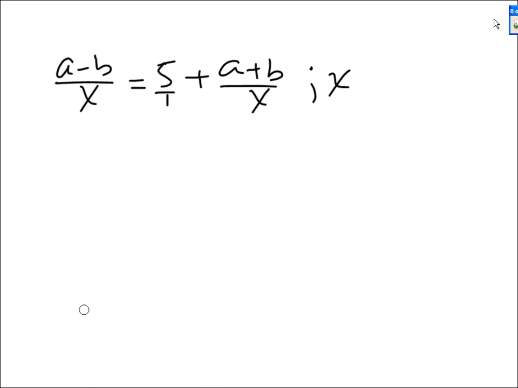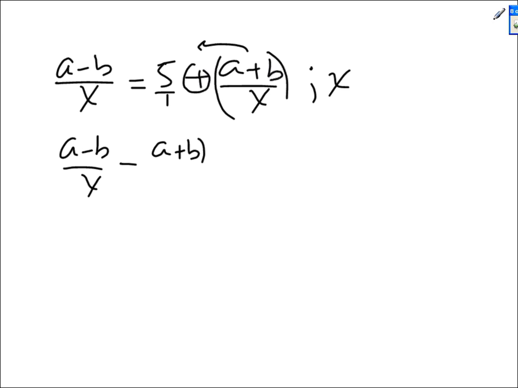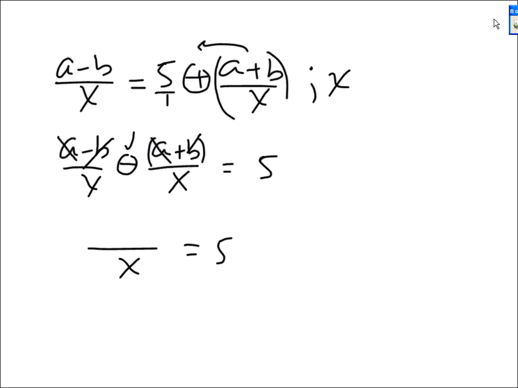Okay, having said that 3, 4, 5 times, let's actually do this problem. Let's get all the x's on the same side. Let's bring this to the other side. So you have a minus b over x is plus. When I bring it over, it becomes minus. And this is still 5. So we have over x and it equals 5. You have a, and you take away a, you have 0. You have negative b, and you take away b, you took away 2b.